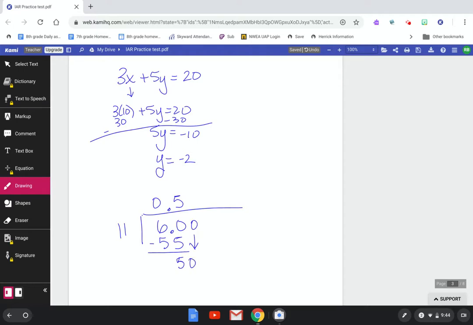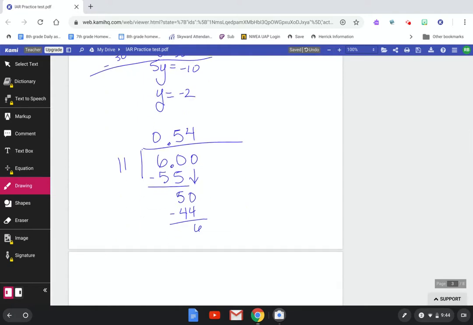So add a 0, bring it down. 11 goes into 50 4 times. 4 times 11 is 44. Subtract, you get 6 and then bring down another 0. And I'm like, oh, I'm back to 60. So this should be a little bit of a red flag. 11 goes into 60 5 times. That's 55. Subtract. You get 5.